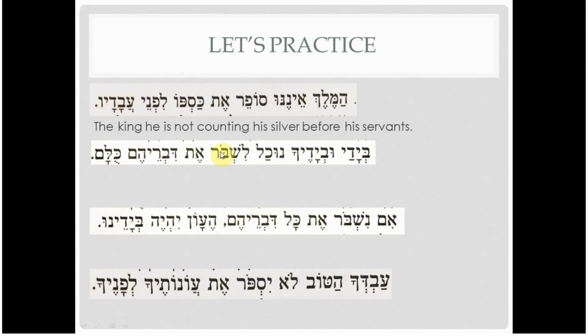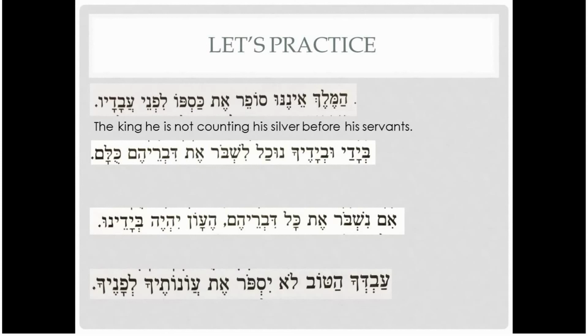So how would we translate that? The king, this is kind of wooden, right? The king, he is not counting his silver before his servants. So he's not flaunting his wealth, saying, oh, look at all of my money. So the king, he is not counting his silver in front of his servants. So the key points there are the einenu and also the avadav. Those are the two things that sentence is trying to make sure you understand.